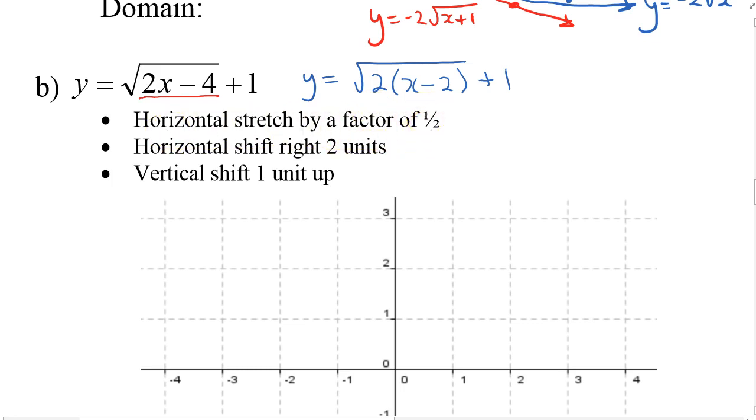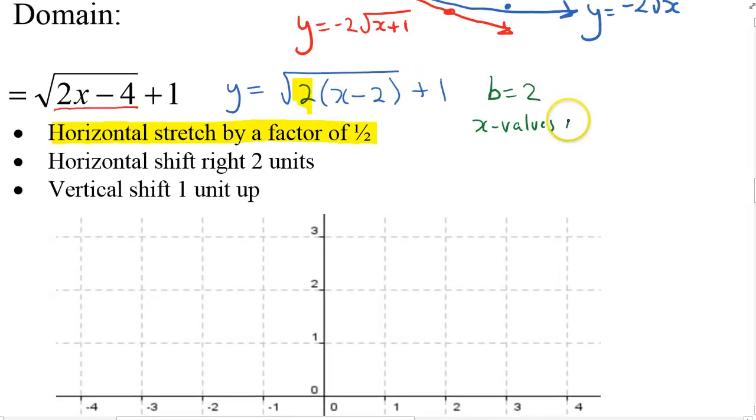Where does that come from? Well, let me do my highlighting trick again. So this b value is 2, right? So since b is equal to 2, that's what causes the horizontal stretch by a factor of 2. All my x values are multiplied by 1 over b, or 1 over 2. So I'm going to multiply all my x values by 1/2.